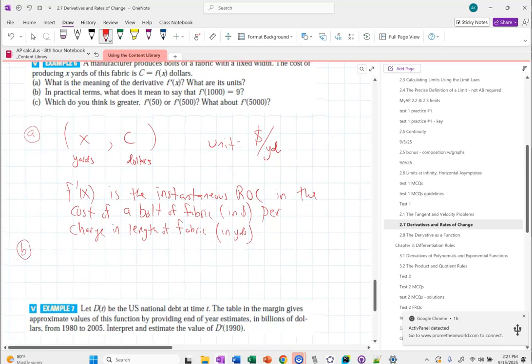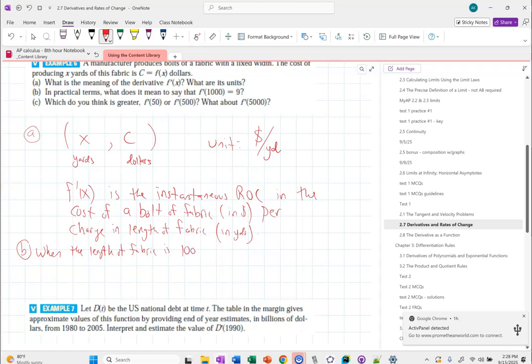In practical terms, what does it mean to say that f prime of 1,000 is 9? So 9 is going to be your change in cost per yard of fabric, right? So we would say when the length of fabric is 1,000 yards long, the cost to produce one more yard of fabric is $9.